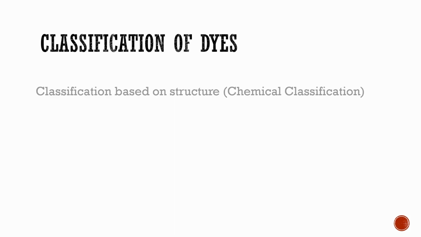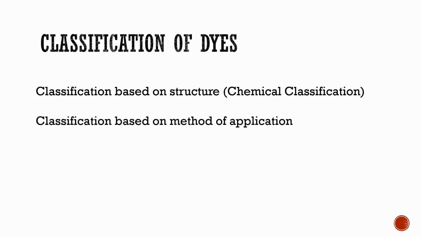We'll come to classification of dyes. So dyes can be broadly classified into two ways. One is classification based on structure, which is called the chemical classification. Another one is classification based on the method of application.